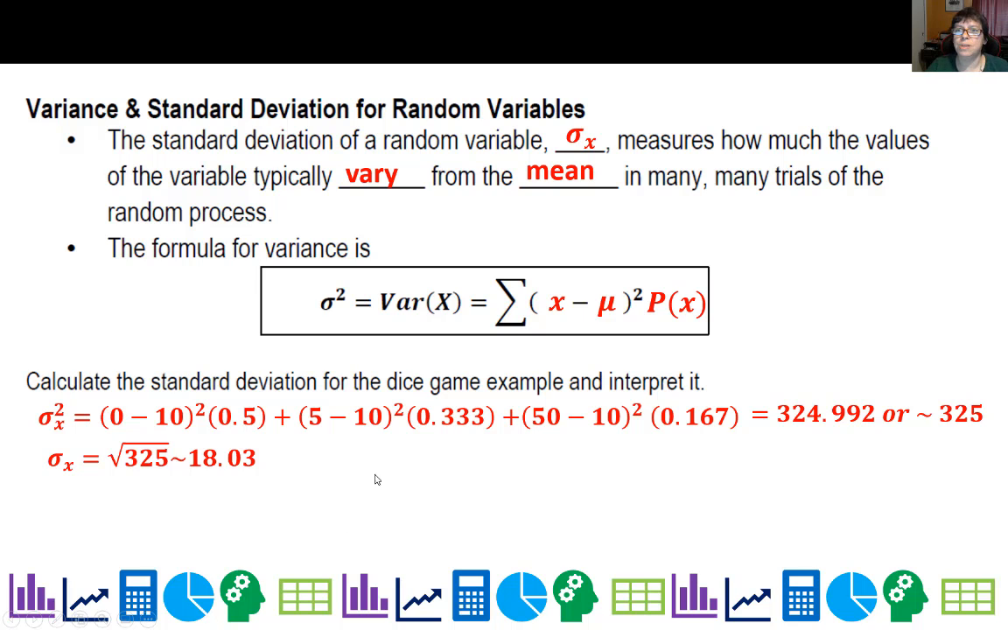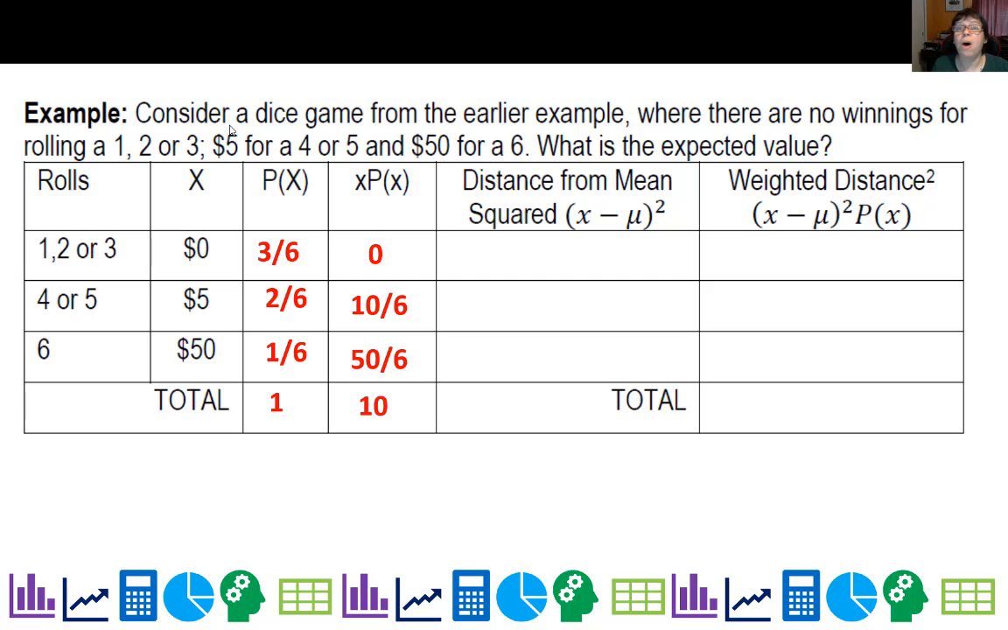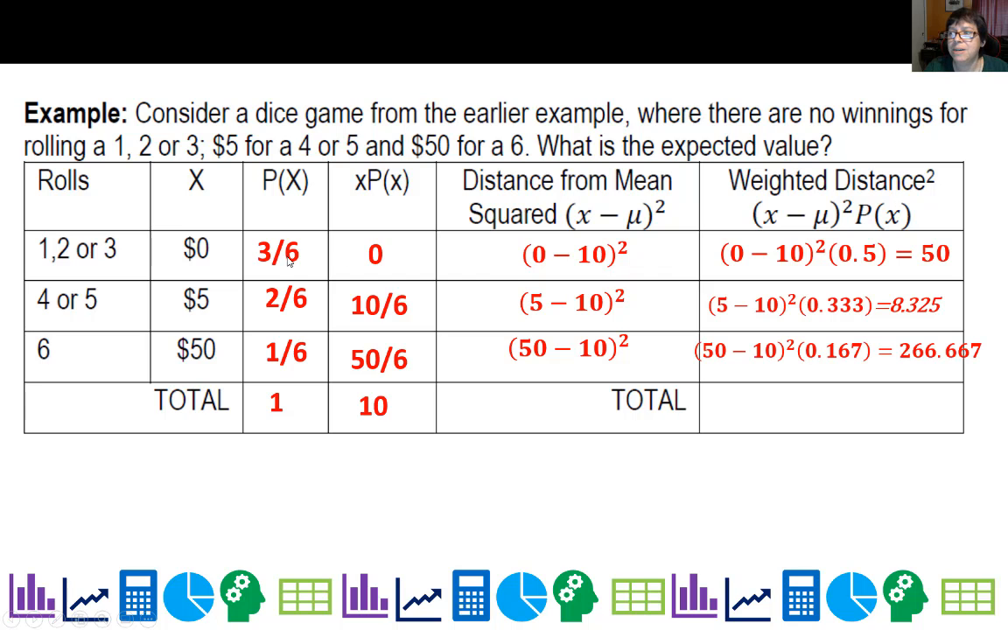So how do I interpret this? This is where this piece comes into play. The winnings typically vary by about whatever the standard deviation is from the mean. So by about $18.03 from the mean winnings of $10. So that tells you about how much it varies, on average. You can also use a table, like that calculation where I did the difference and squared it, and then multiplied it by these probabilities, added it up, and then took the square root. So you can also do a table. But I will say the Stapplet does calculate it automatically.